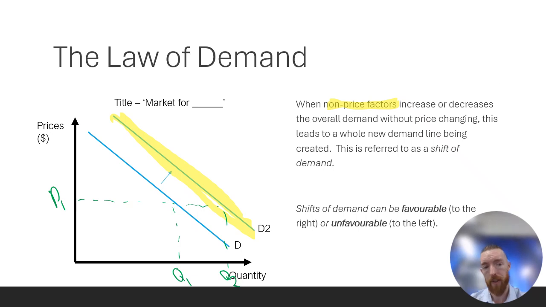Or we could also have it shift to the left, which would be unfavorable, where there is less demand at any given price. So demand shifts can be favorable or unfavorable. What's really important here is that it's something other than the price changing that leads to a whole new demand curve being created. So now let's get into the factors that can shift demand.